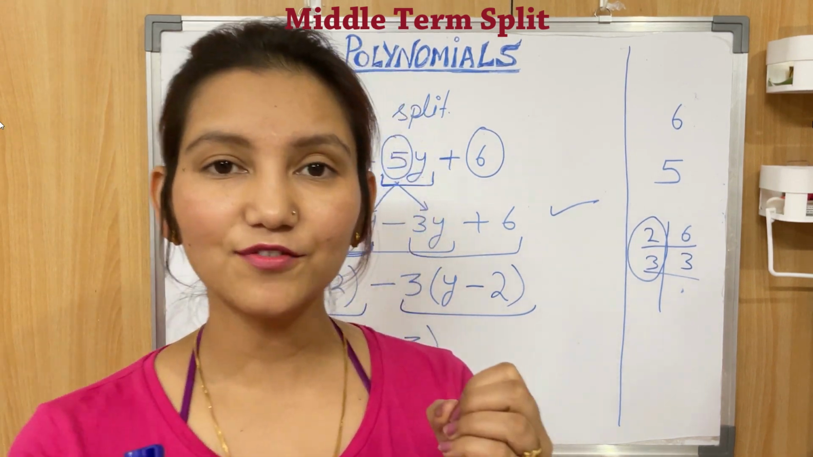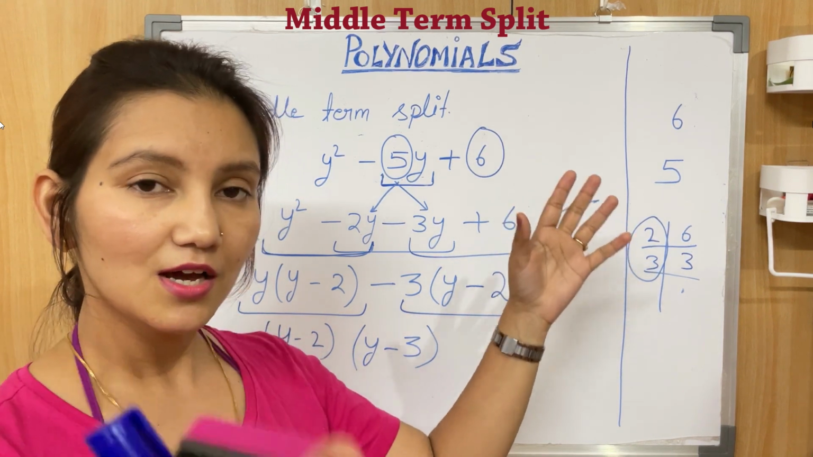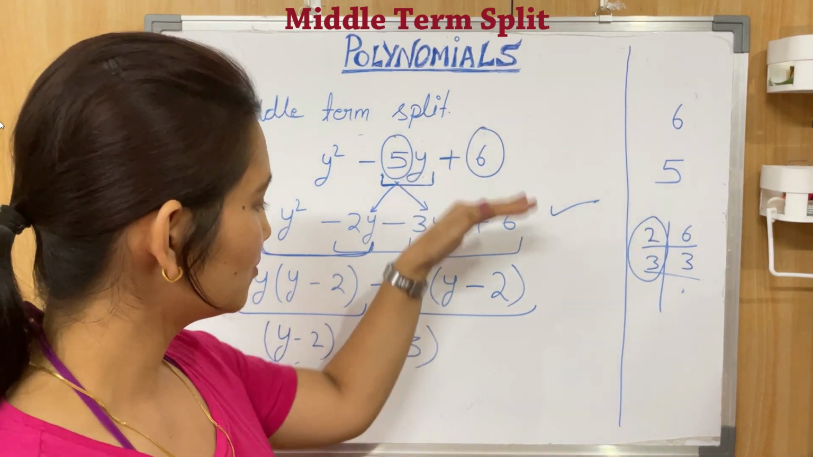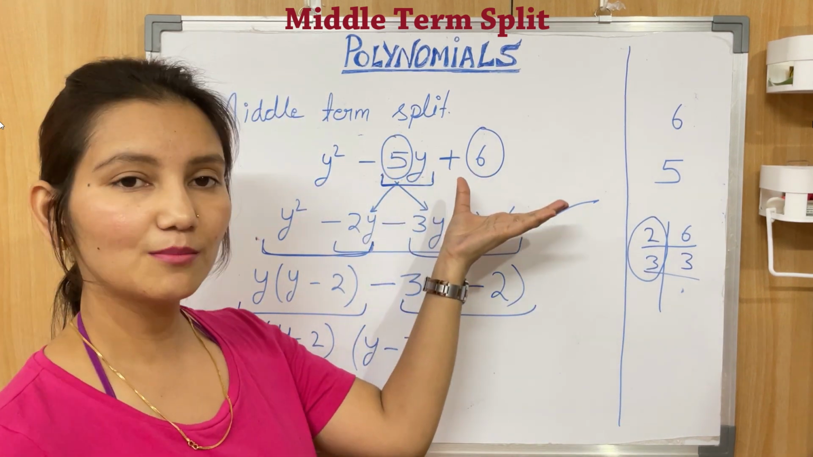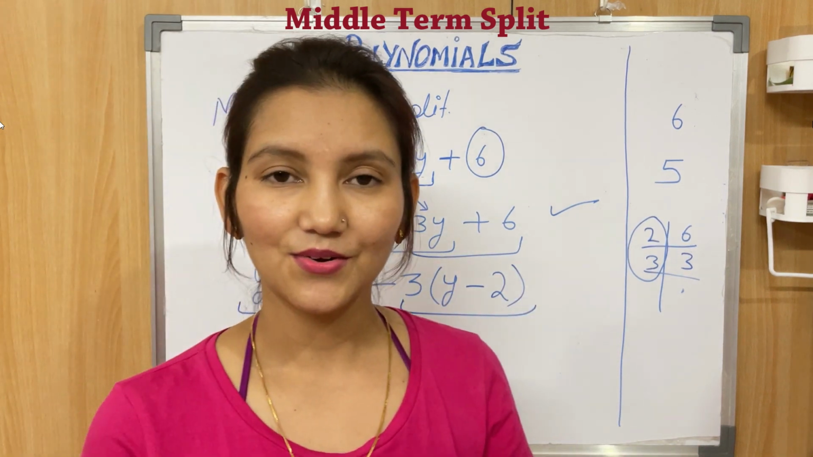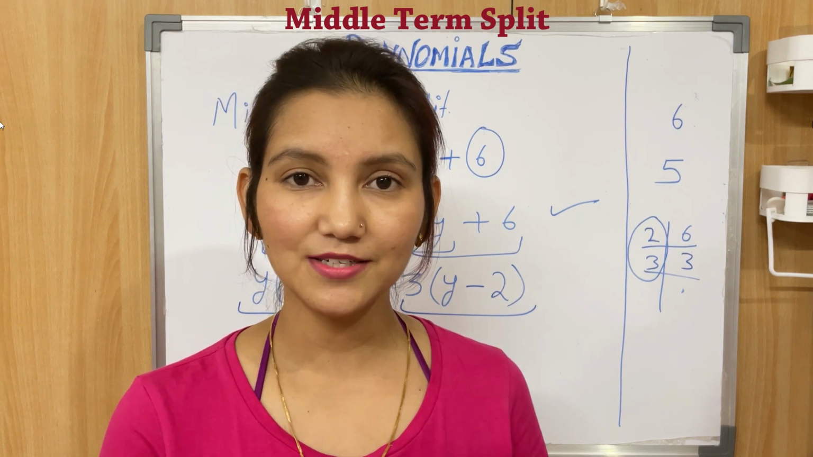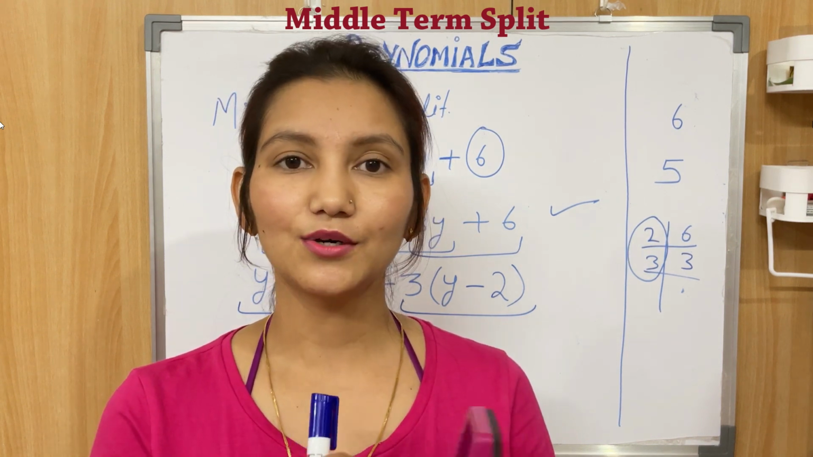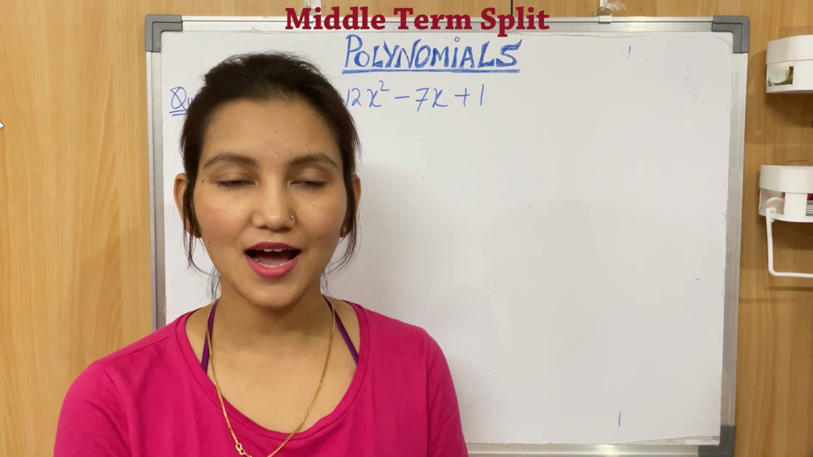So whenever you have to solve a quadratic equation of this form, you will not use factor theorem. We are not going to use factor theorem to find the factors of such polynomials. We'll just use middle term split and find the factors. Okay, right? So let's solve one more question using middle term split so that it becomes clearer to all of you. The next question you have is this.